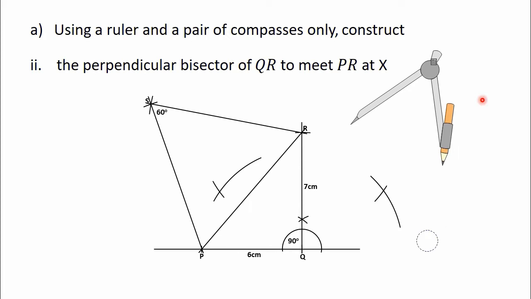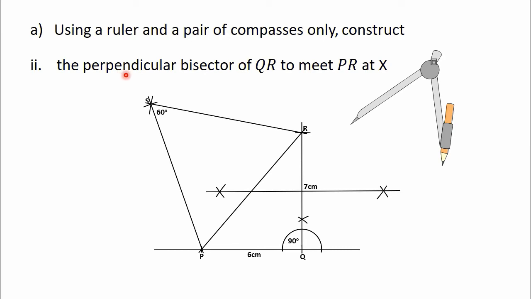I'm going to clean this part of the arc and I'll clean this part also. I come here, I'll clean this part and clean this part too. To get the perpendicular bisector of the side QR, we will draw a straight line to join the point of intersection of the two arcs. So that is what we have here.